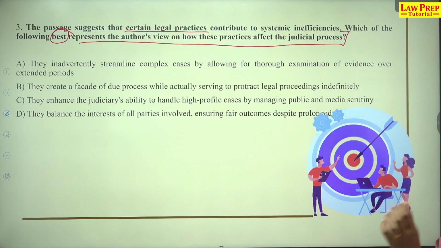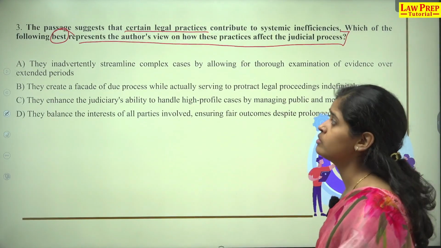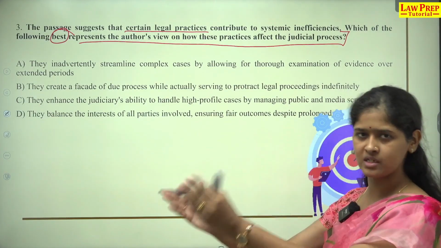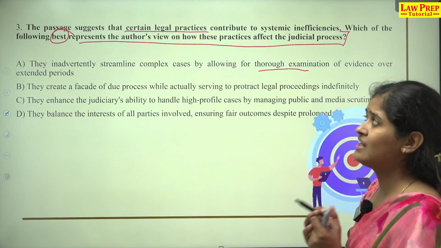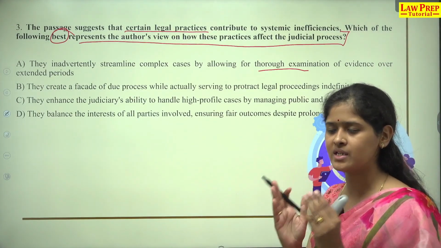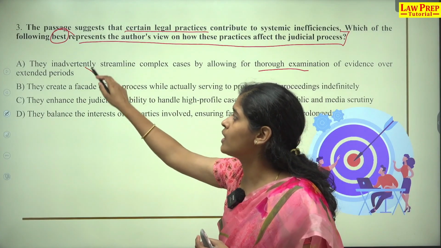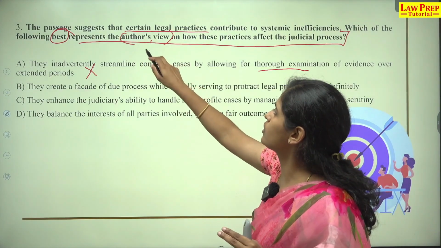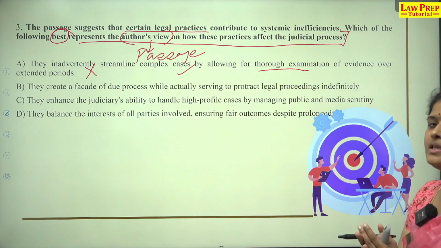They inadvertently streamline complex cases by allowing for thorough examination of evidence over extended periods. See, this option is telling you that this legal practice does what? It streamlines the complex cases, like it puts the complex cases into a direction and allows for thorough examination of evidence over extended periods. The legal practice mentioned in the passage is that the advocates and the lawyers delay the verdict. That practice and this option are not in coherence. Also, this is not the author's view. We can know the author's view only from where? The passage. So maybe option A is correct, but it is not mentioned in the passage.